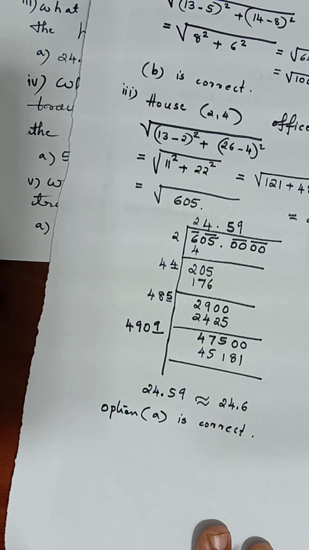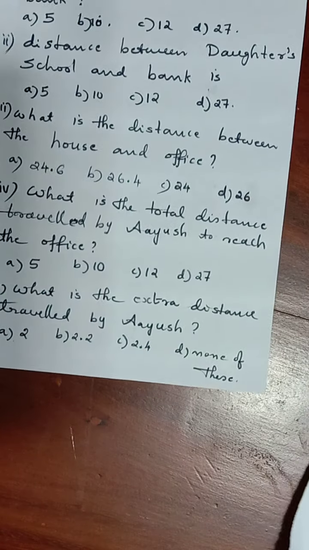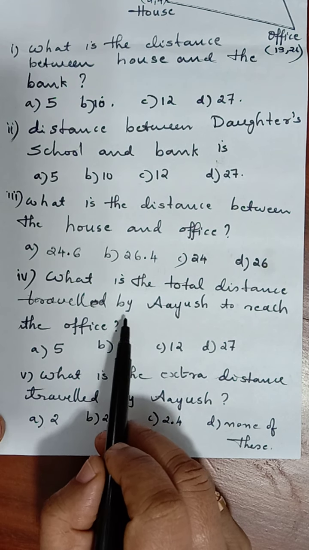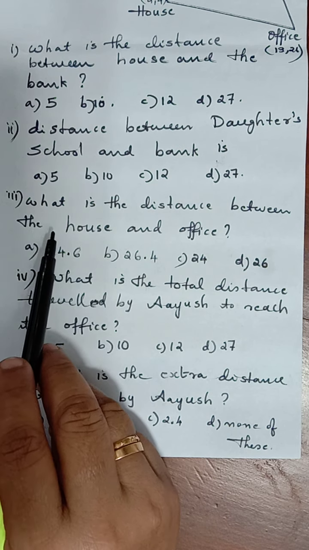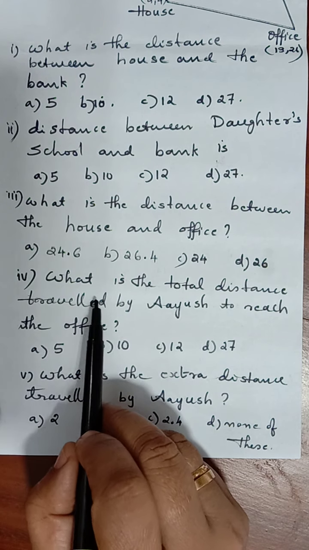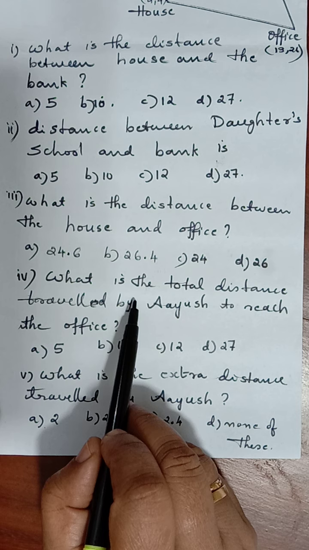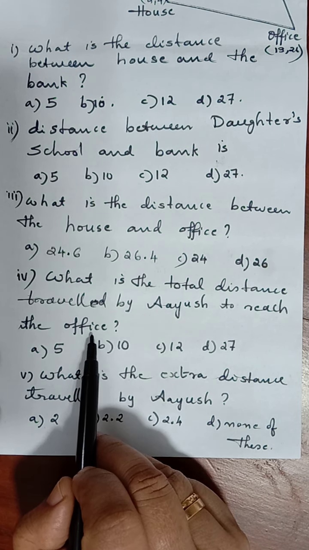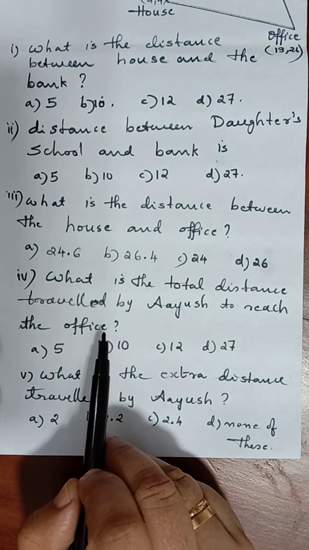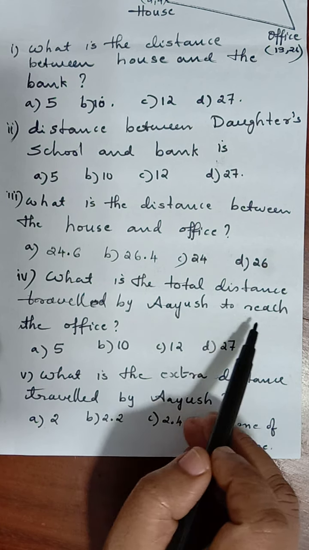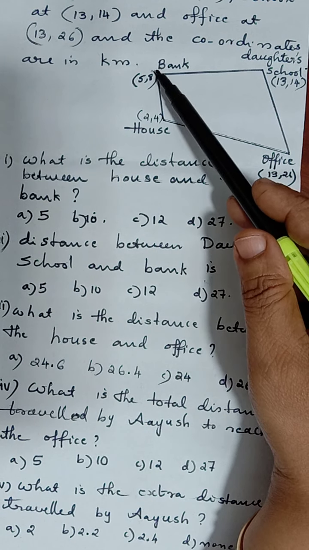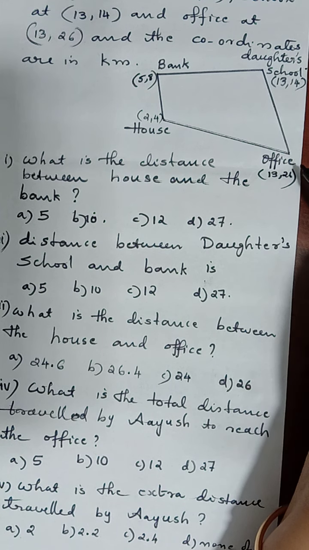Now we move on to question number 4. What is the total distance traveled by Ayush to reach the office? That is the fourth question. So the total distance traveled by Ayush to reach the office. Ayush is moving from his house to bank, then from bank to daughter school, then daughter school to office. So this is the way.